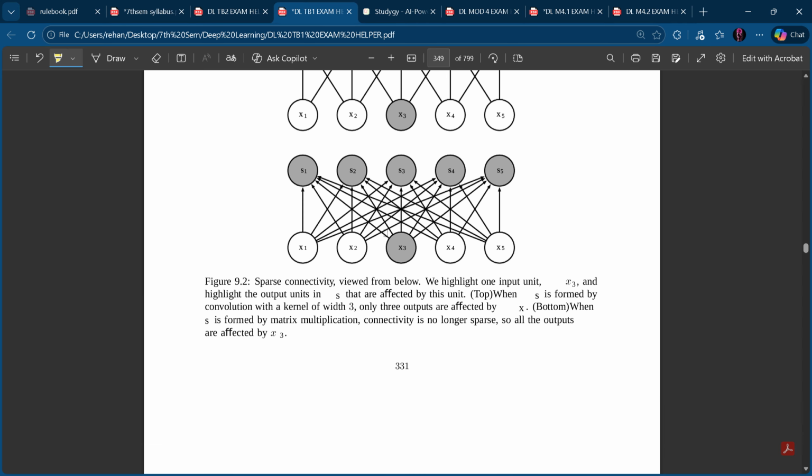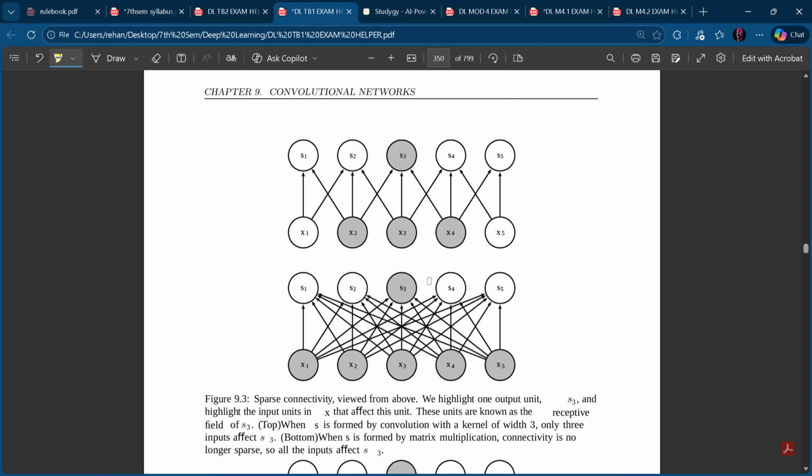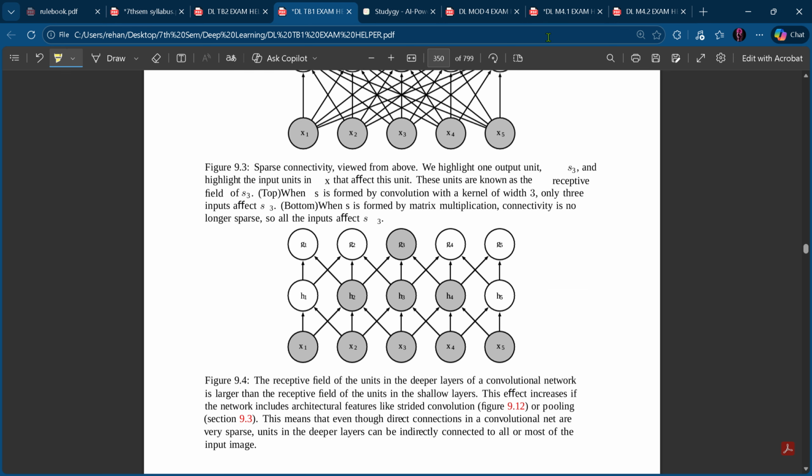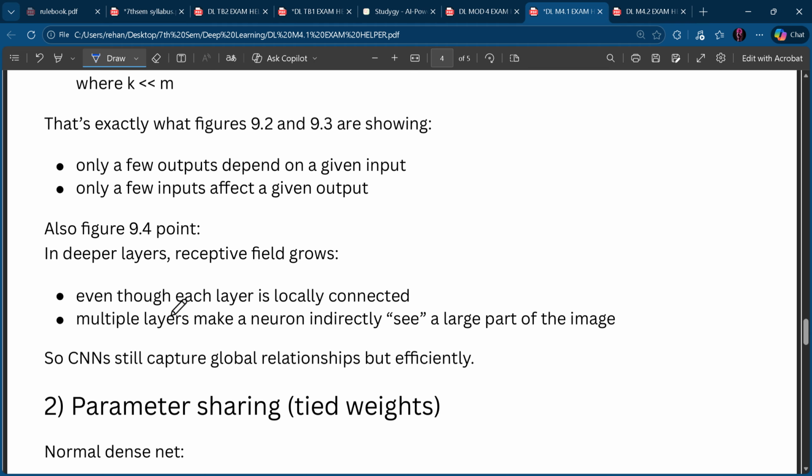See here, we saw in 9.2 when k is only 3, versus matrix multiplication. Also see here, multiple inputs point towards one single output, but when it is specifically defined, then only 3 are pointing towards it. It's all about that. Okay, in figure 9.4, in deeper layers, the receptive field grows. Even though each layer is locally connected, multiple layers make a neuron indirectly see a large part of the image.